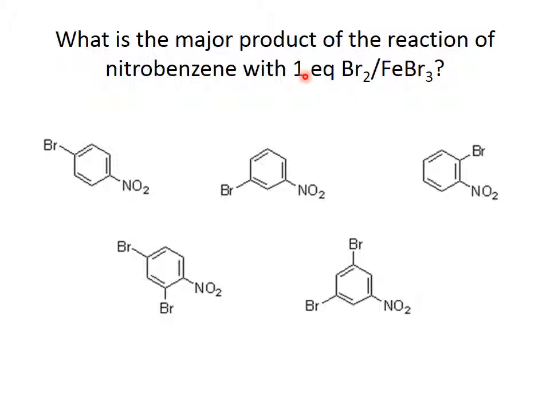It says one equivalent. Since in the reaction, one bromine adds one bromine to the ring and makes one hydrobromic acid, this is only going to do a single bromination. Not only that, bromine is a deactivator, so the second reaction will be slower than the first addition of bromine. So the correct product for this reaction is meta-bromonitrobenzene.